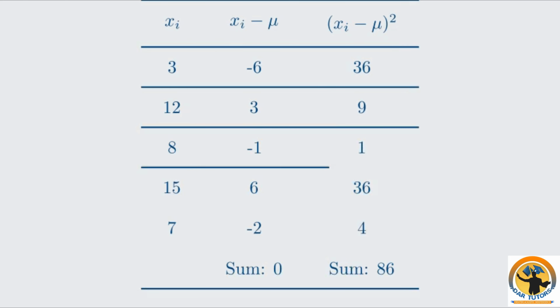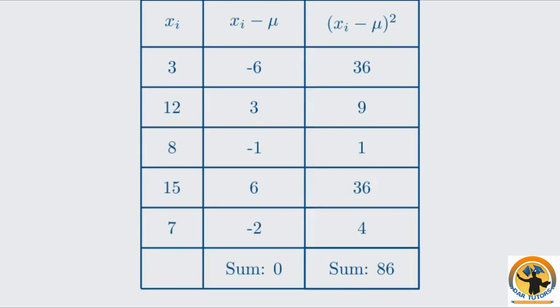We continue this process for all our values. The sum of the squared deviations is 36 plus 9 plus 1 plus 36 plus 4, which equals 86. Notice the sum of the deviations, x minus mu, is 0. This is always true for any dataset.